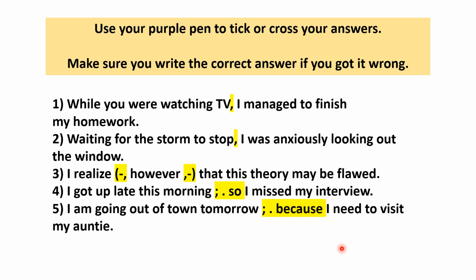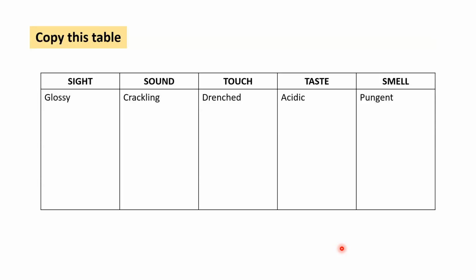Okay, so let's get into our vocabulary lesson. So what I would like you to do is copy this table. Before you do that, I just want to explain to you what this table is. So we're looking at sensory vocabulary. That is vocabulary that describes the 5 senses, which are listed here. You know what the 5 senses are. You probably did it at primary school. I'm not going to insult your intelligence by explaining what each sense is.